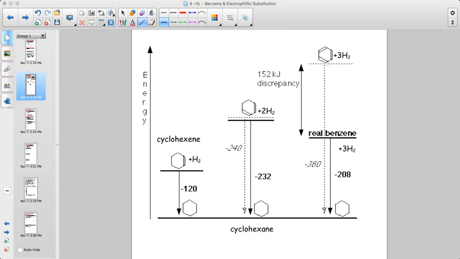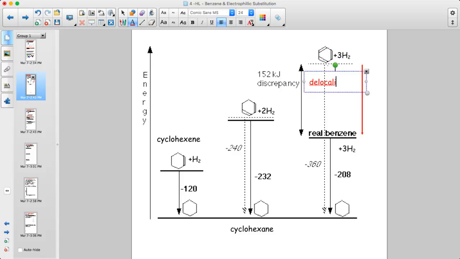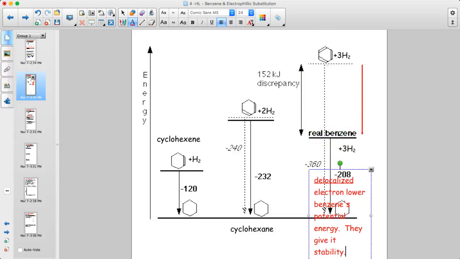So do it in a different color. Yep. And so what are we saying here? We're saying that the delocalized electrons lower benzene's potential energy. They give it stability. And perhaps it would be easier to read if I didn't put it right there. So I'm going to move it.